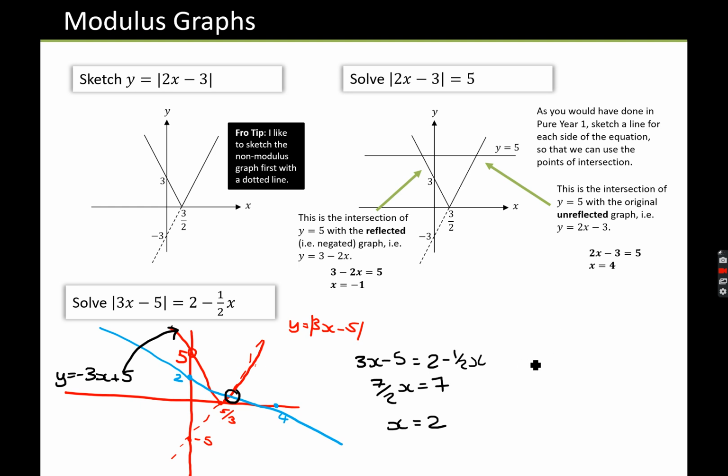And then again, I can set them equal to each other. So I'll have minus 3x plus 5 equals 2 minus a half x. So I'm going to end up with 5 over 2 x is going to equal 3. Minus 6 is going to equal 3. So x is going to equal 6 over 5. Okay. Which again is going to make pretty logical sense if it's in there. Okay. So there are your 2 solutions.